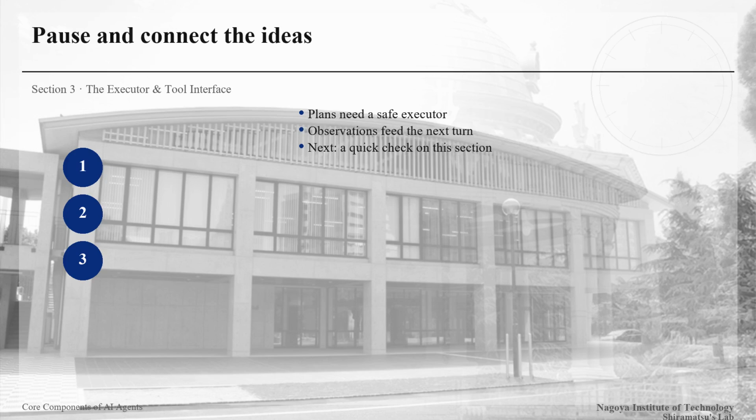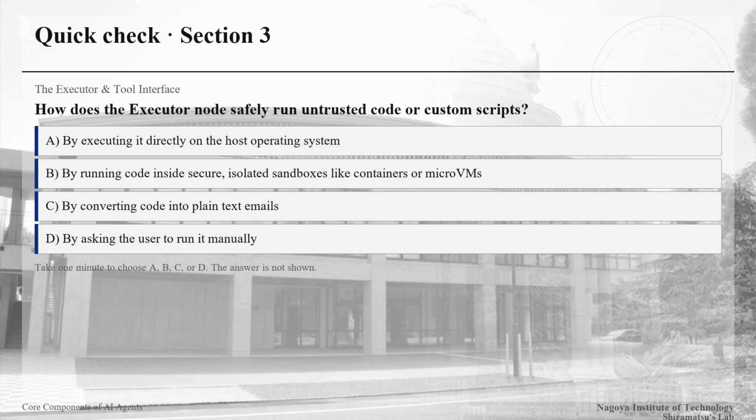Pause here. Plans need a safe executor, and observations feed the next turn. Now the quick check. Quick check after Section 3. How does the executor safely run untrusted code? Choose A, B, C, or D. Take 1 minute to think, then choose A, B, C, or D. The correct answer is not shown.